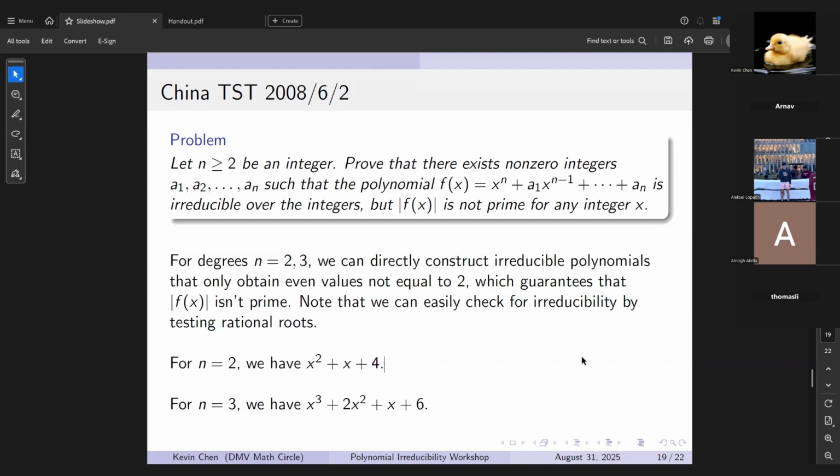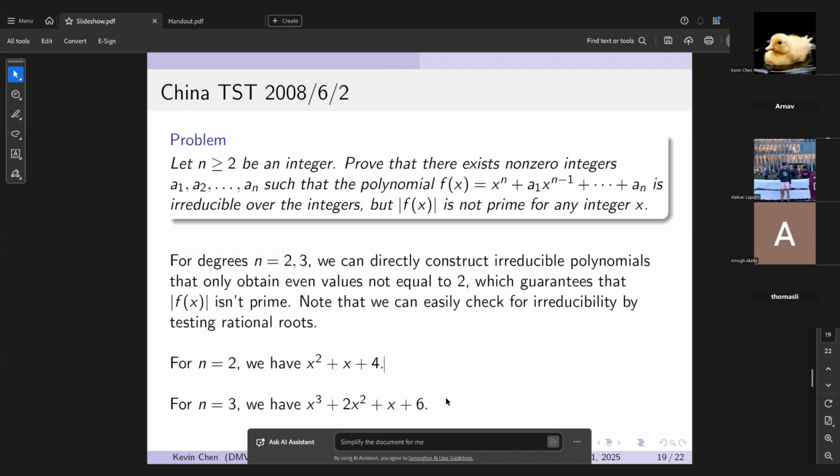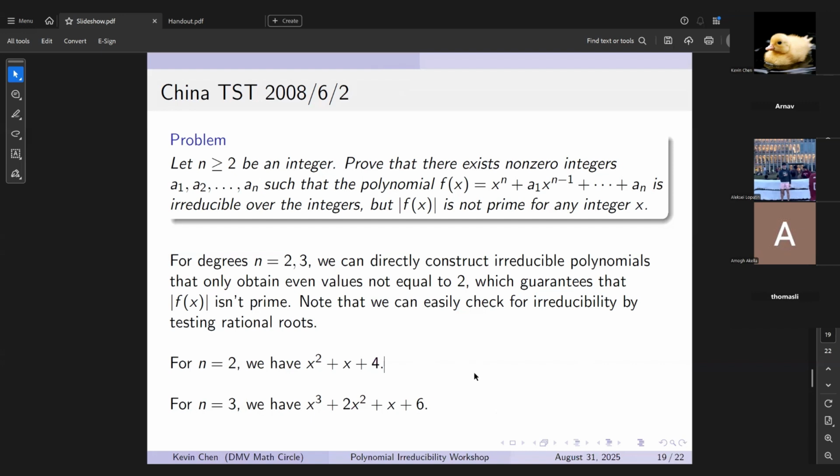All right, so continuing, this is also clearly irreducible because if we try to find any roots using the rational root theorem, it must be either plus or minus 2, plus or minus 3, plus or minus 1, and so on. So, yeah, it doesn't work. So it's irreducible.